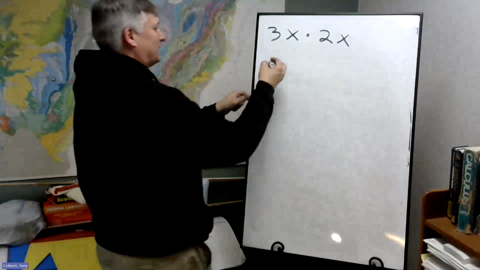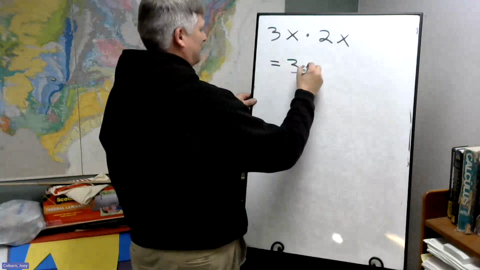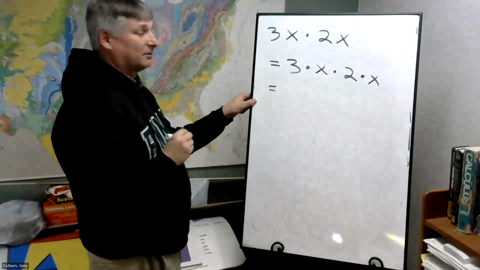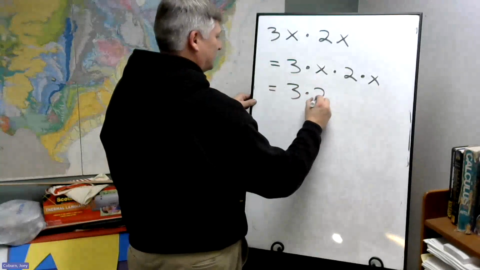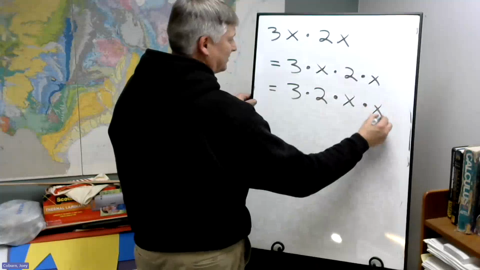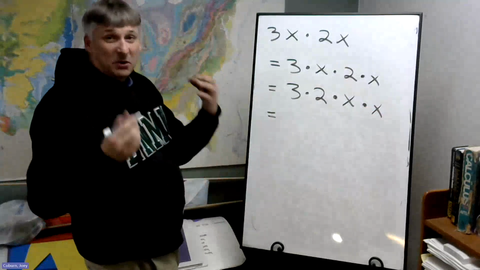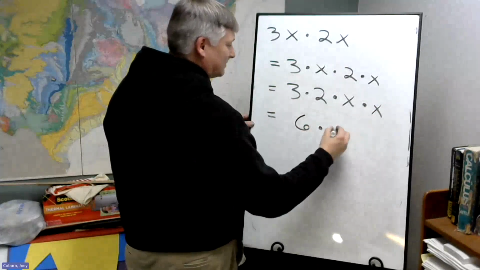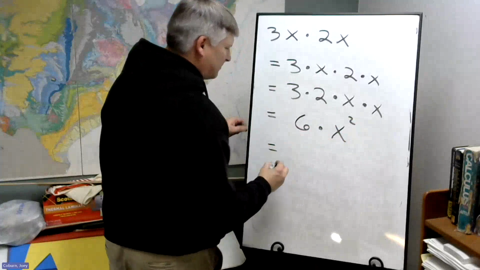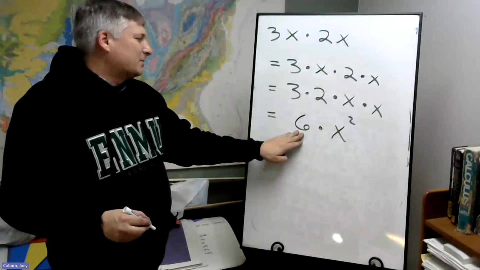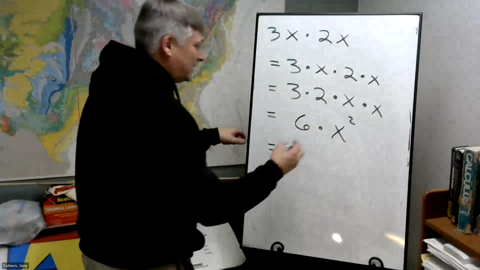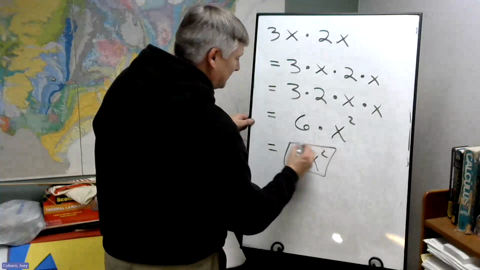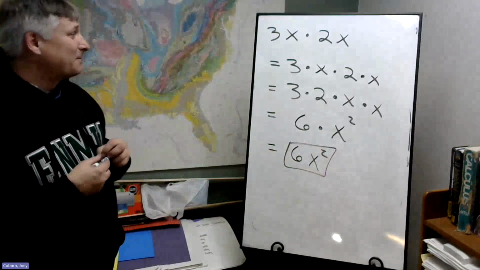So going back to this, we could call this 3 times x times 2 times x, or 3 times 2 times x times x. This is perfectly fine. So 3 times 2 is 6. x times x is x squared. And when we multiply a constant number to a variable, even if it's a squared variable, we can still drop out, but make invisible, the multiplication sign.